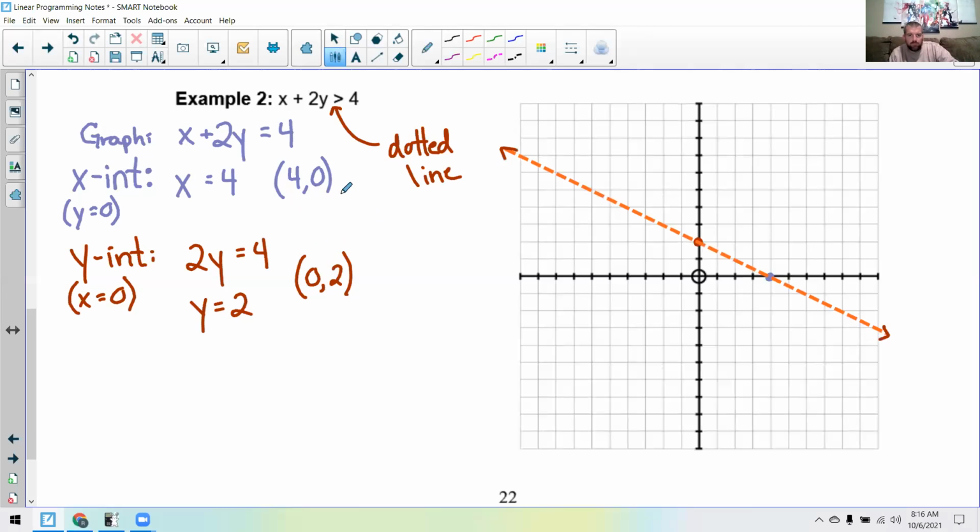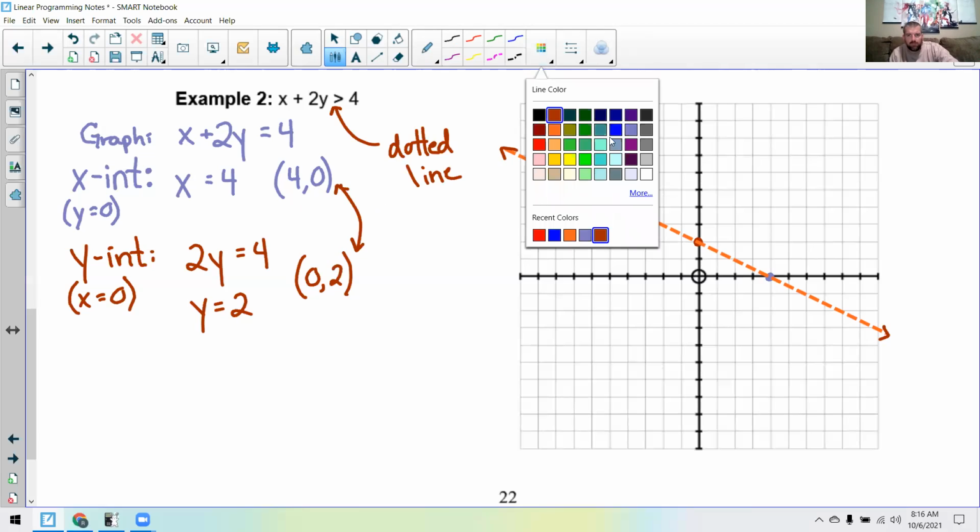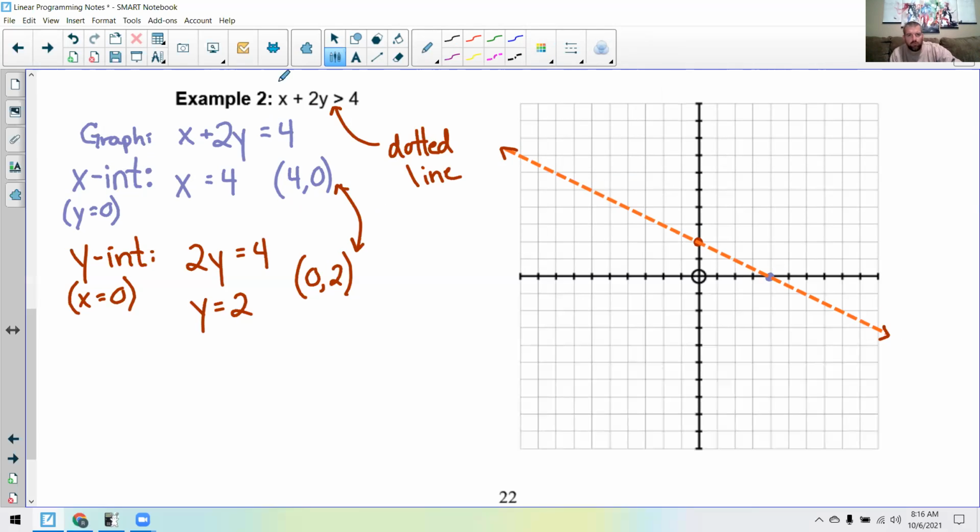So these 2 points are on the line. If I plug those in, they shouldn't work because we said points on the line don't work. Let me plug in 4, 0. So I plug in 4 for x plus 2 times 0. Is that greater than 4? I get 4 is greater than 4. Look, that's not true. 4 is not greater than 4. So points on the line don't work. That's why we made it dotted.